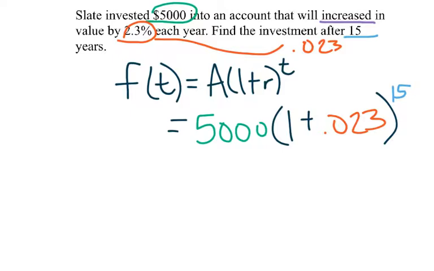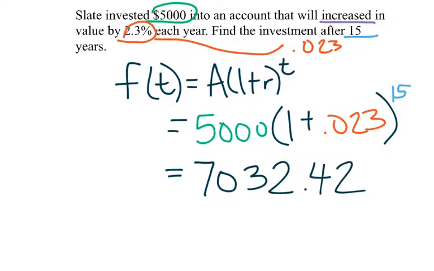And because we're talking about money, we're going to round to 2 decimal places. So if I invested $5,000 into an account, after 15 years, I would expect to have $7,032.42.